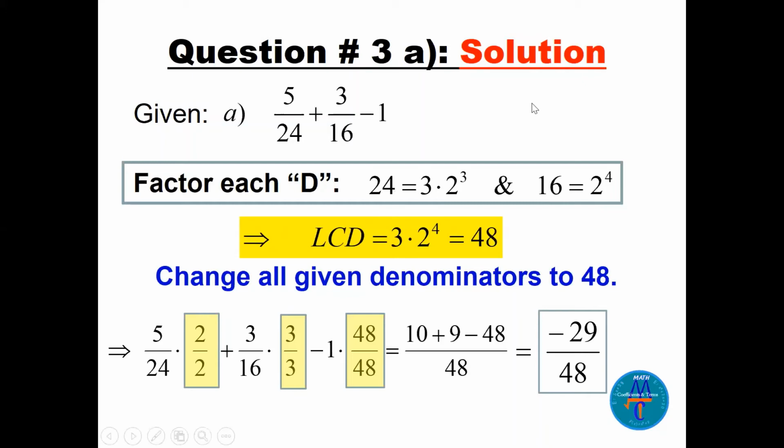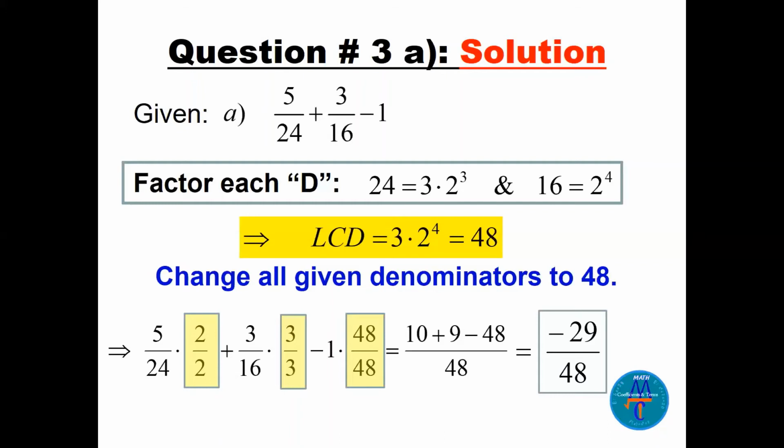Look here, very nice colors. How did I change this to 48? 5 over 24, I multiply up and down by 2. 3 over 16, multiply up and down by 3. Minus 1, multiply up and down by 48. Now I have all the denominators the same. 48, 48, 48. So 5 times 2, 10. 3 times 3, 9. Minus 1 times 48 is minus 48. When you add, 19 minus 48 is minus 29 over 48, which is the answer.